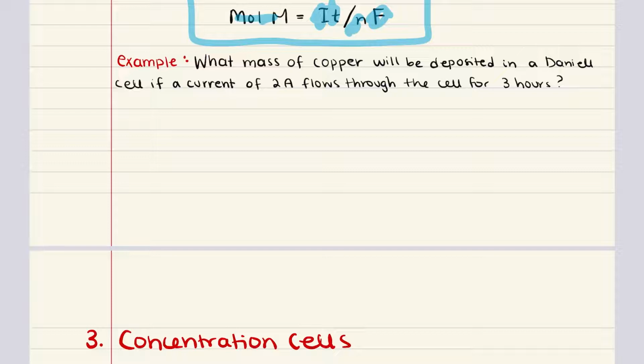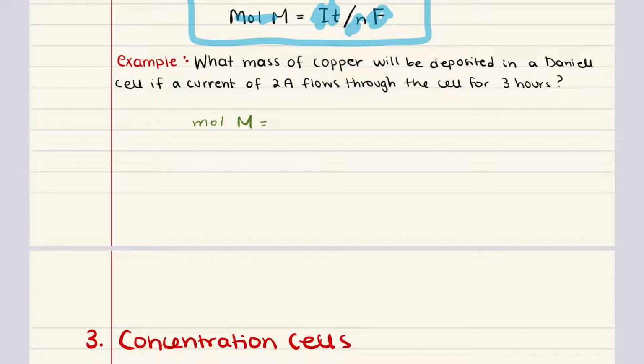So what do we know? What are we given? We're given the current, it's equal to 2 amperes. We're given the time, equal to 3 hours. Of course, we want this to be in seconds. So 1 hour is equal to 3,600 seconds. For 3 hours, that's going to be equal to 10,800 seconds. We're also given N. We know that this is a Daniell cell, and a Daniell cell uses a copper electrode in copper sulfate solution. And because the oxidation state of copper in solution is +2, then N is equal to 2. And we know Faraday's constant.